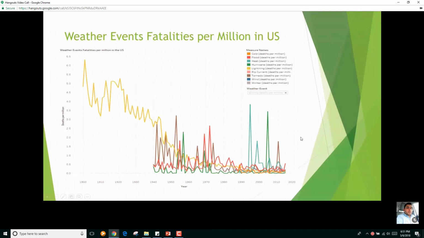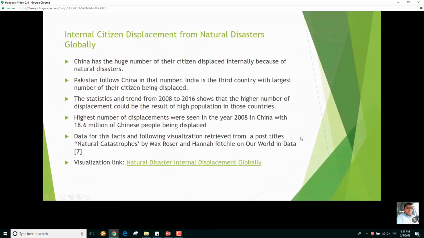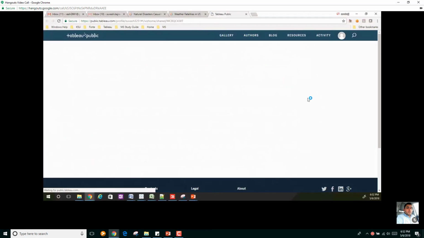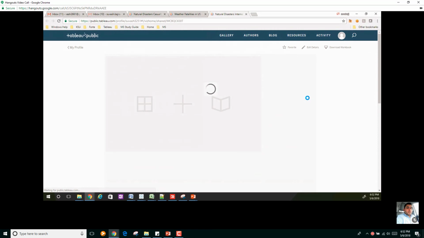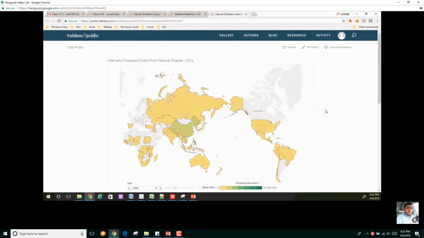Just a screenshot here. And this is the internal citizen displacement from natural disasters globally. What this report is trying to do is give you an idea of how many people are getting affected by certain natural disasters within the country. They're not immigrating outside the country, but they are getting relocated or having problems with their accommodation within the country and things like that.